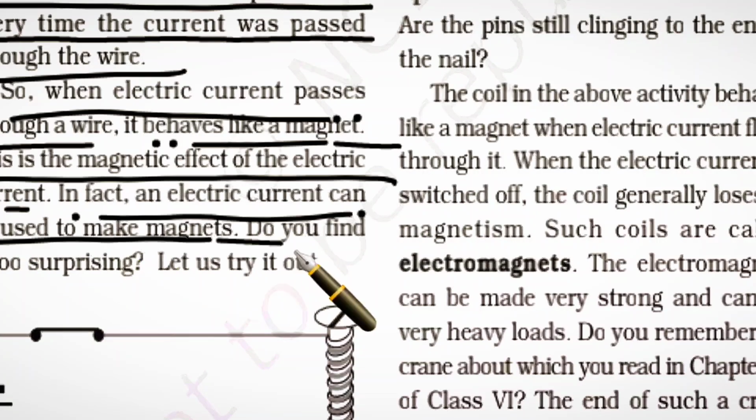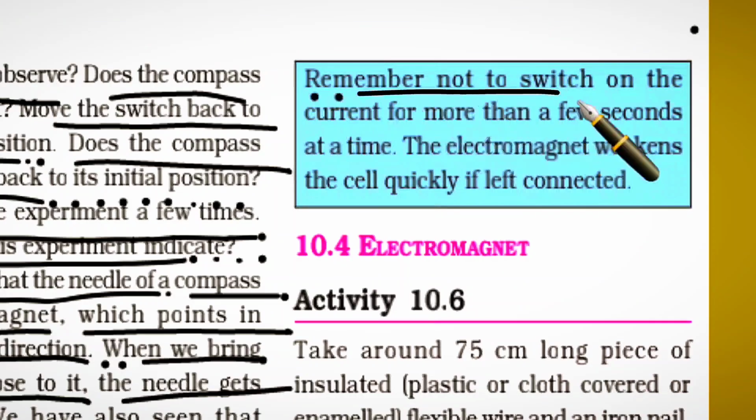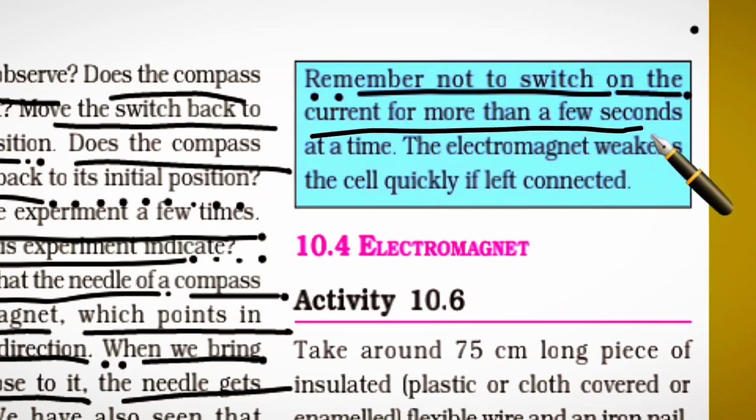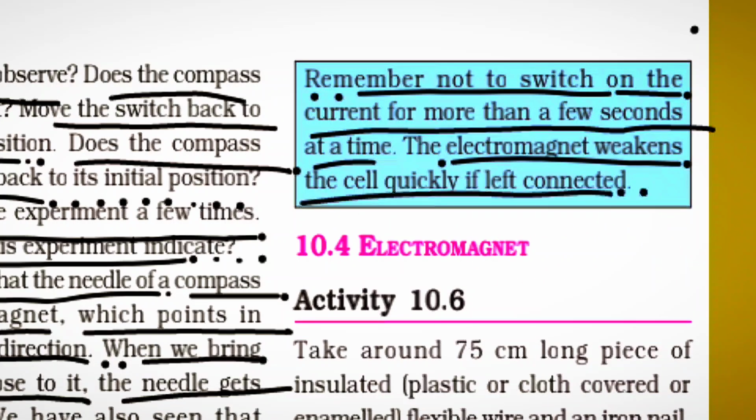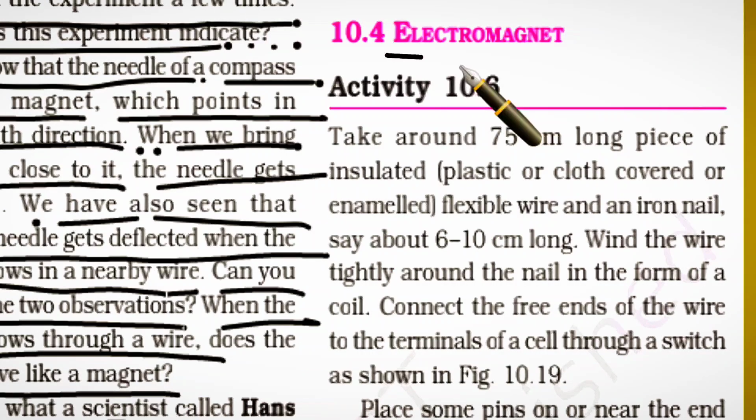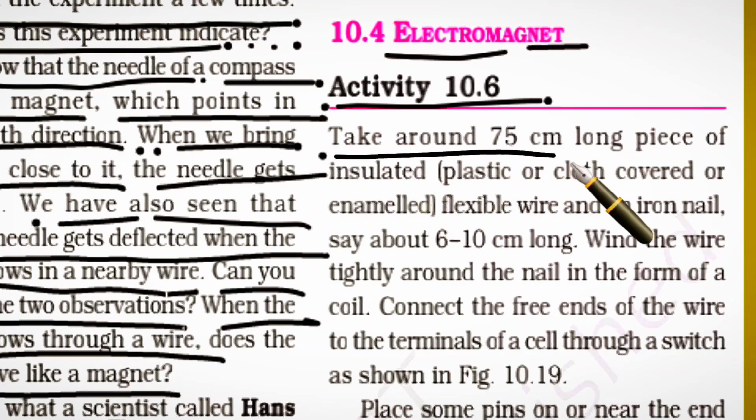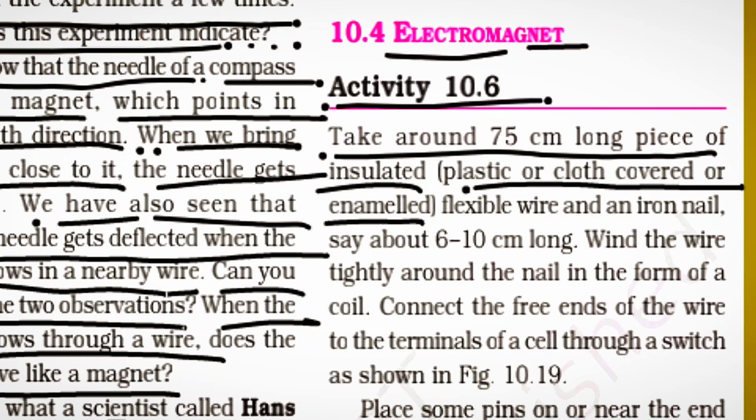Do you find it too surprising? Let's try it out. Remember not to switch on the current for more than a few seconds at a time. The electromagnet weakens the cell quickly if left connected. Electromagnet. Activity 10.6. Take around a 75 centimeter long piece of insulated plastic or cloth covered enameled flexible wire and an iron nail, say about 6 to 10 centimeter long.